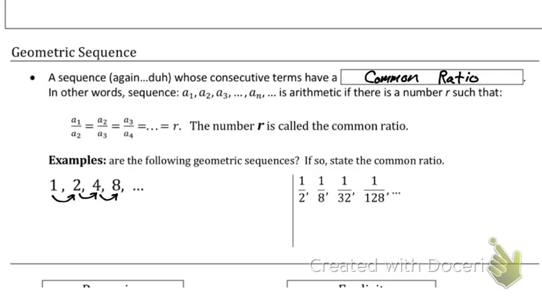So to get from 1 to 2, I'm thinking, well, if I just multiply by 2, I can get there. To get from 2 to 4, I can multiply by 2. And finally, to get from 4 to 8, I can multiply by 2. So that is, in fact, geometric. And I'm going to write something after this. It's not too critical for this one because it was pretty easy to see it was times 2. We're going to let r stand for our common ratio.